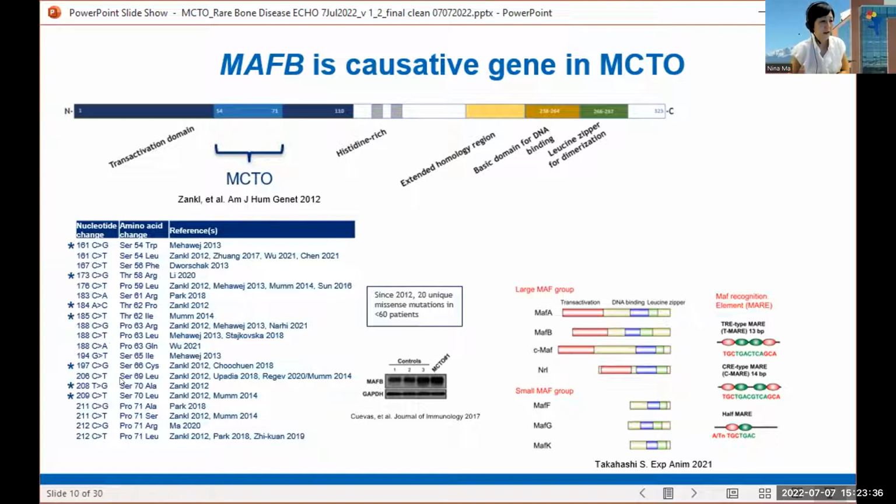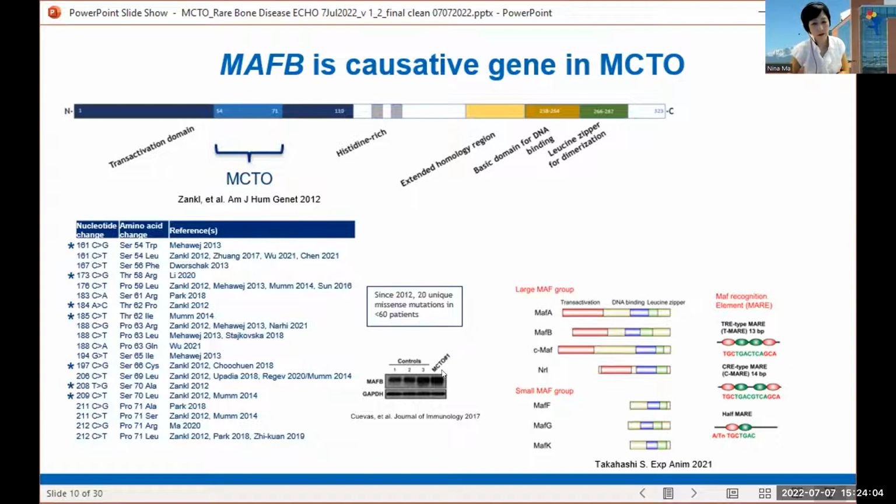You can see in this table that in this region of the MAFB gene where MCTO mutations occur, there's a richness of proline residues as well as serine residues and threonine. And so this represents a target site for protein phosphorylation. And this is an important mechanism to regulate MAF protein stability.